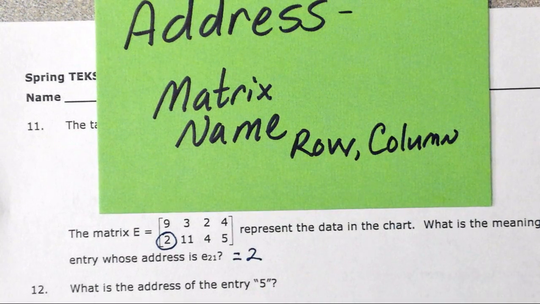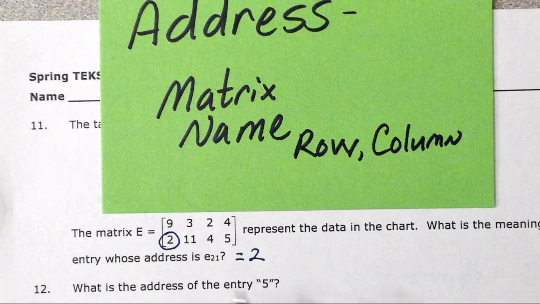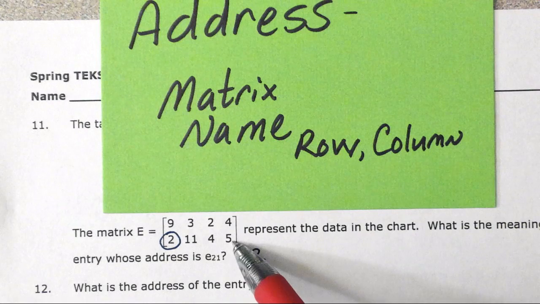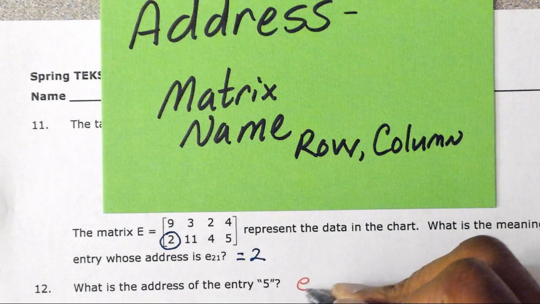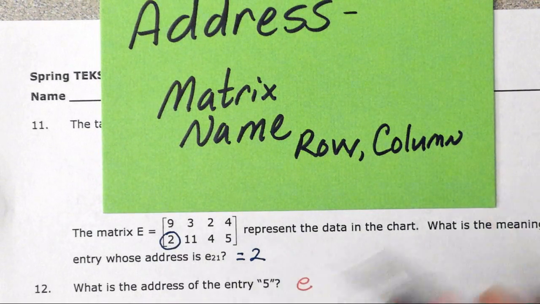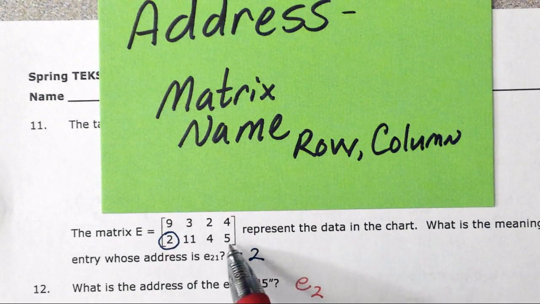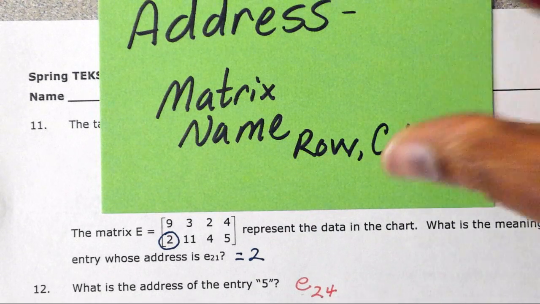Okay? Looking at the next one, it says, what is the address of the entry number 5? Well, number 5 is right here. But when we look at number 5, we have to give its entry according to its row and column. So it is E for our matrix name, second row, and then column 1, 2, 3, 4. So it is E sub 2, 4. That is how you write your address.